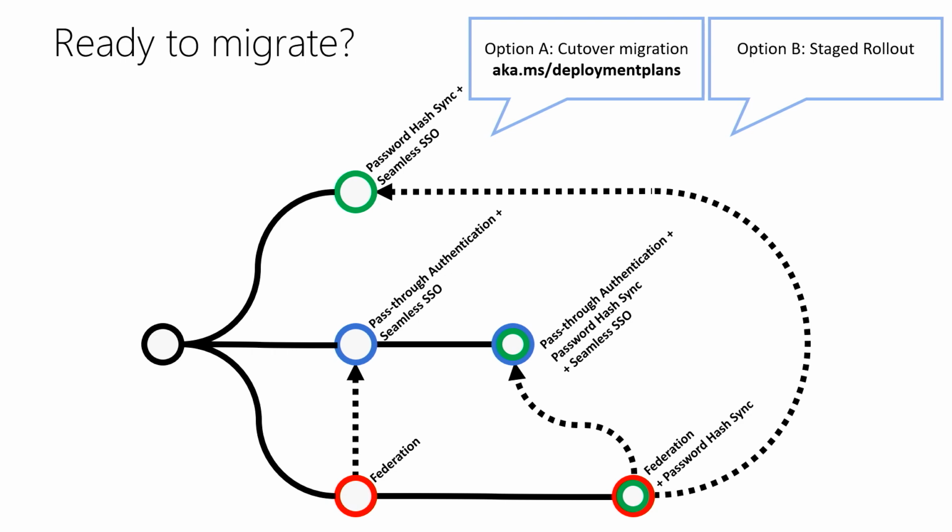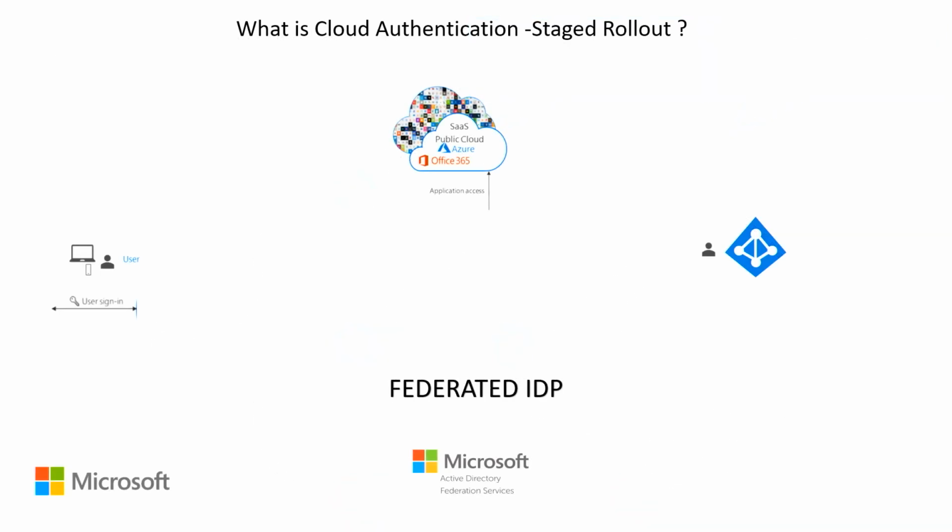But wait, what if I gave you a cool option to just use some of those users to try out cloud authentication without doing a cutover? You could remain in production with your federated identity provider, take a bunch of users, and move them to either PTA or PHS. We could do that today with staged rollout. Once you do staged rollout, the user would be sent to Azure AD and not to the federated identity provider. They would get the access token from Azure AD and then access the application.